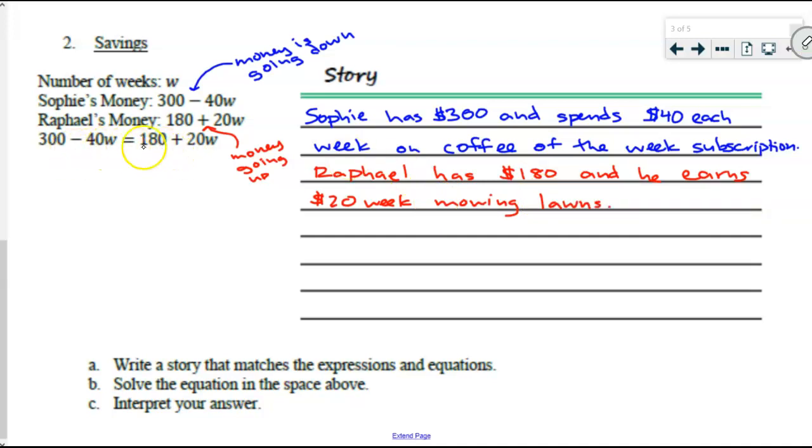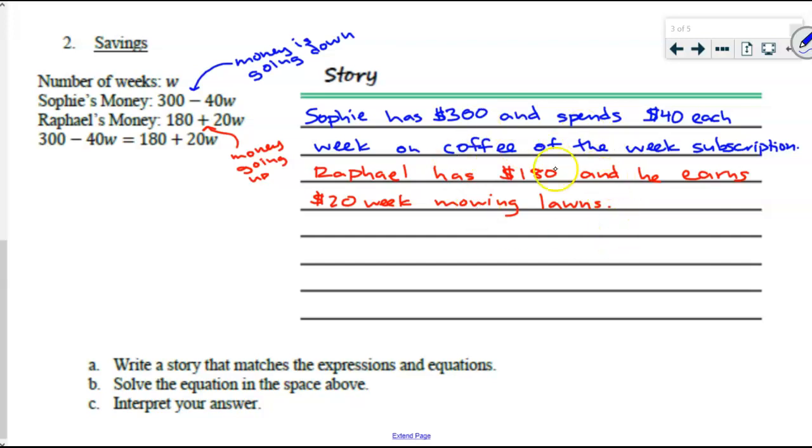Why am I setting them equal? What would we be trying to do if I'm setting those equal to each other? Daxton. Not necessarily how much they make a week, because we can see that Sophie's money is going down and Raphael's money is going up. So we're not really concerned about how much they're making each week because they're different things. Sophie's going down, she's spending money. Raphael's going up, he's saving money. So we're not trying to figure out how much they earn a week. Discuss with your groups one more time.